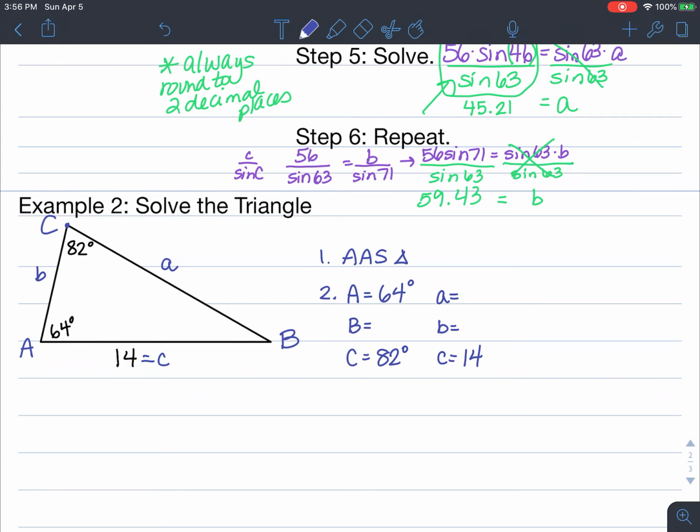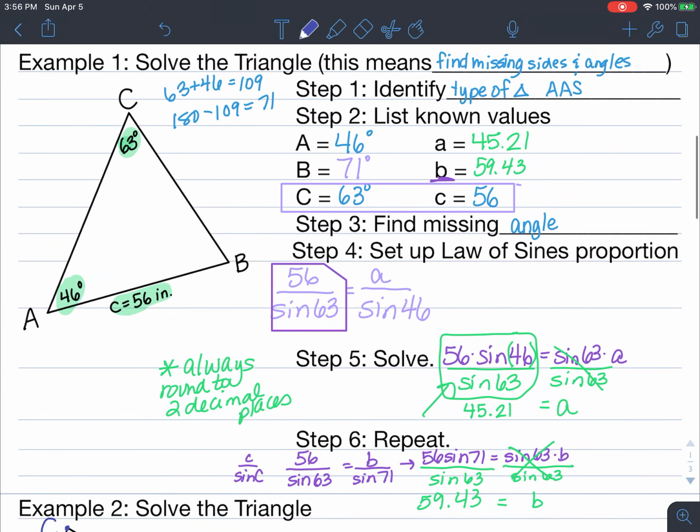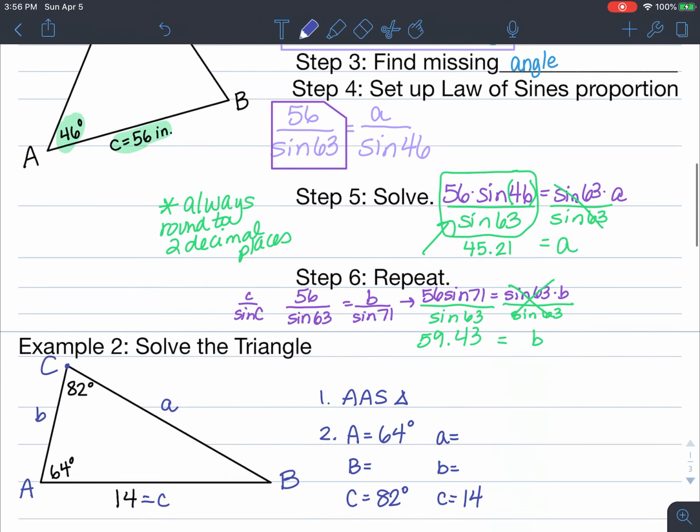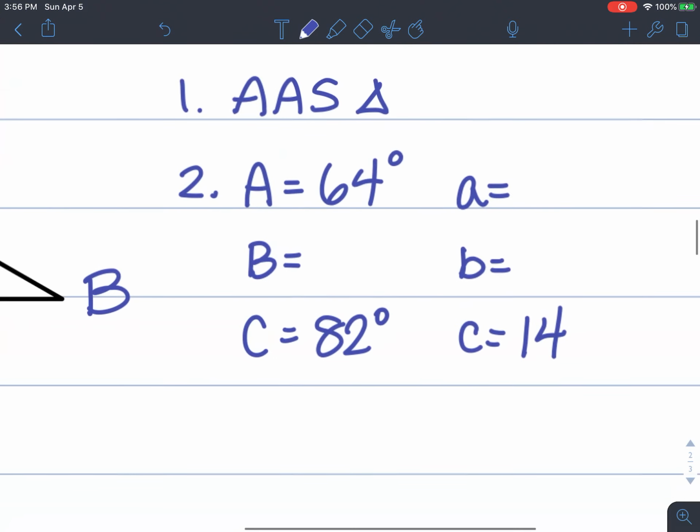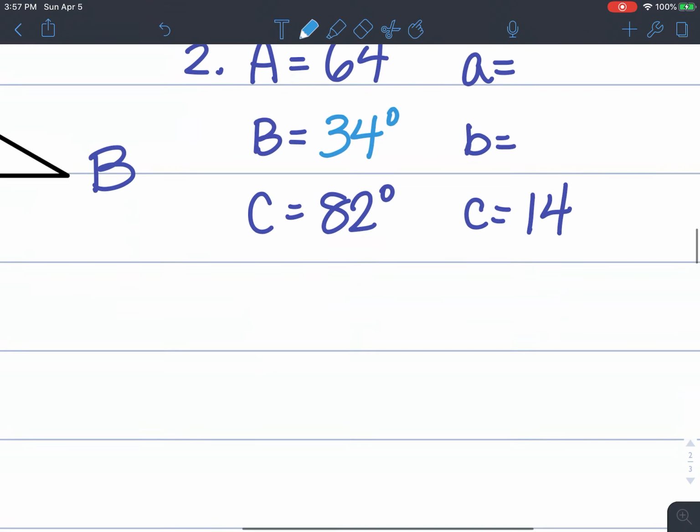So the first thing we're going to do is, and again, you can go up and look if you forgot, we're going to find the missing angle first. That's the easiest thing to do. So we're going to take 64, add it to 82, we get 146. We'll subtract that from 180, and we'll get 34. And so that's the measure of angle B.